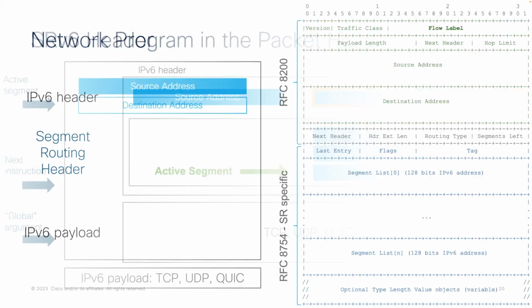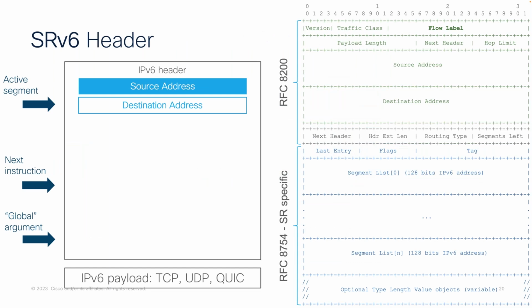So what does this look like in a little more detail in the SRv6 header? All right, so on the left, we've got our IPv6 header. We'll show our active segment. We'll show how we handle next instructions, and we'll show some global arguments. On the right, we have our IPv6 header, which you'll be familiar with, the standard RFC 8754 header. And we have an extension header that follows it. That extension header has a next header, a header extension length, a routing type, and segments left. That extension header is a routing header. It's pointed to by our IPv6 header. And that extension header has a routing header type 4, identifying it as an SR header.